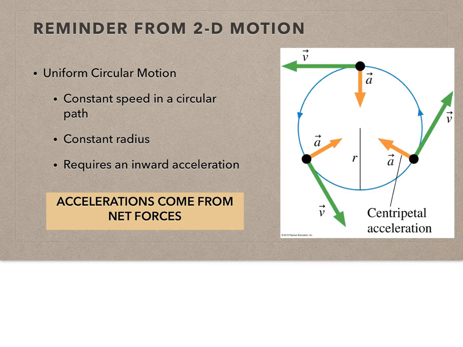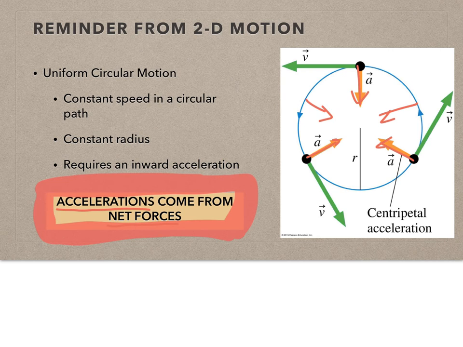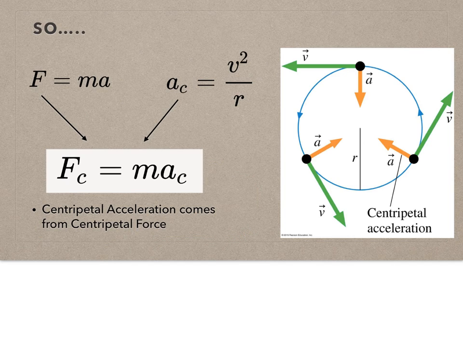Okay, let's look at this. Accelerations come from net forces, one of our key concepts from chapters 4 and 5. So, if I have a centripetal acceleration, that comes from a net force. So there must be a net inward force to match this acceleration, to cause this acceleration. There must be a net inward force. All right. So let's look at this both mathematically and conceptually. First, we look at it mathematically.